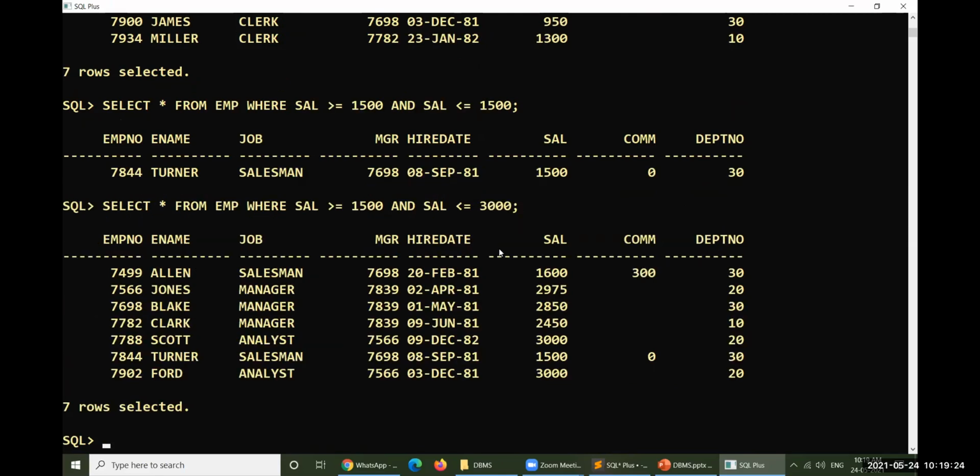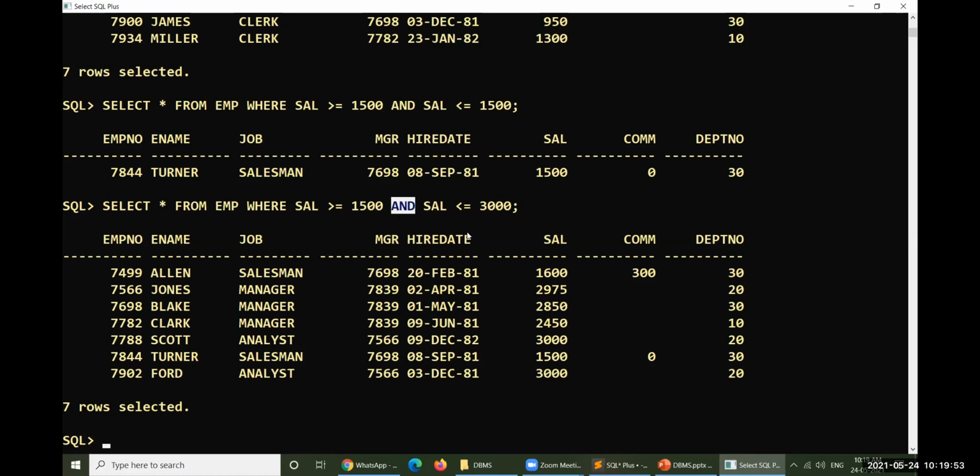Look at this. If you observe the salary field, what has been displayed here, 1600 is within the range of 1500 to 3000, and so on and so forth. Everything will be there. So the filter condition gets operated in this way. Here we have used greater than or equal to, less than or equal to, and the operator and. In this way, we'd like to operate all this.